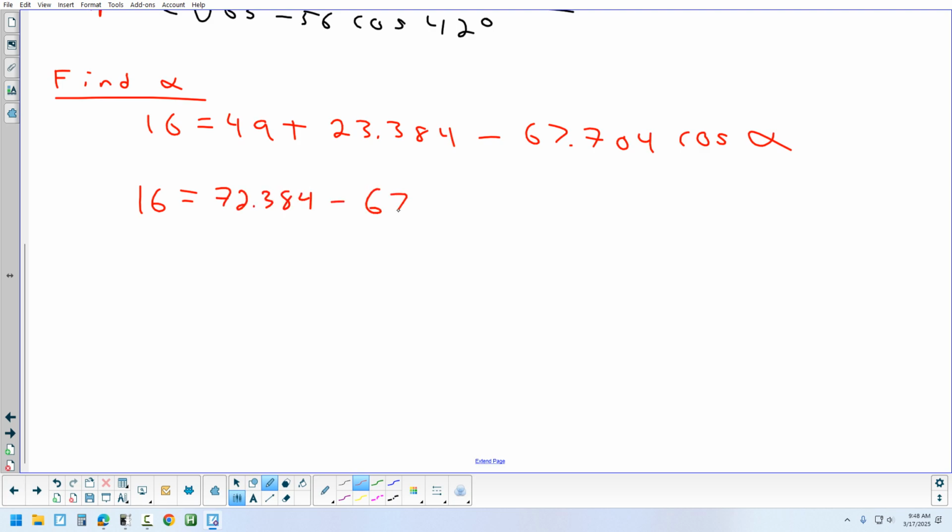minus 67.704 cosine alpha. Okay, 3 steps left to get alpha alone. What would be your next step? Yep. Subtract the 72.384 from both sides. Yep. Subtract the 72 from both sides. You cannot do 72 minus 67. Okay. Those aren't like terms.